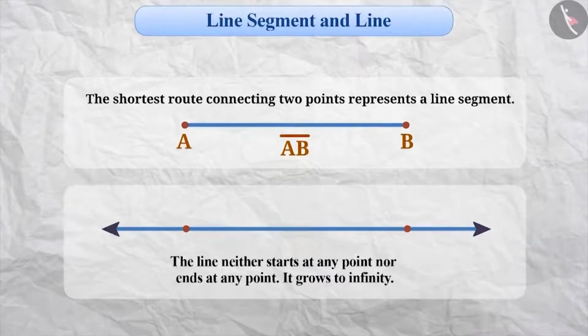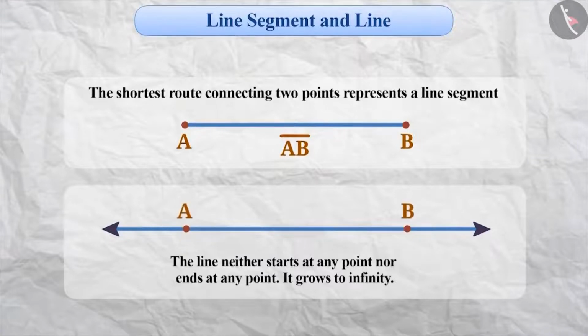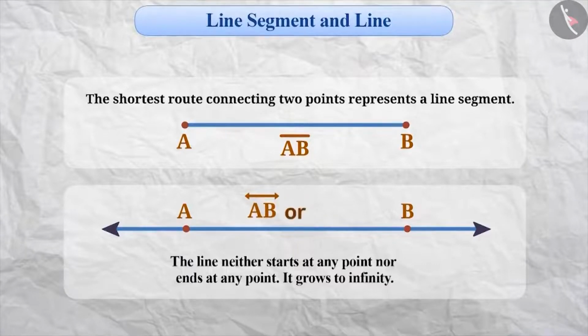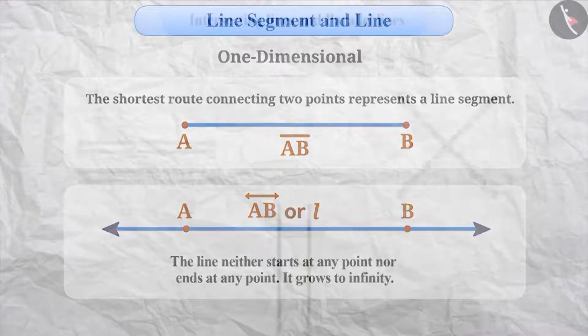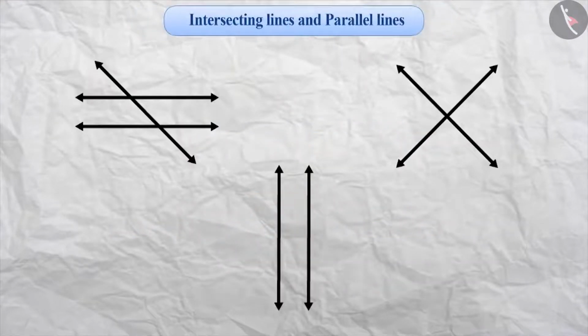You're right. We name it by any 2 points situated on the line. For instance, here we will name it as line AB. A line can also be named using small letters in English. For instance, line L. Remember, line is a one-dimensional shape. When it comes to understanding two or more lines simultaneously, we are presented with many situations.